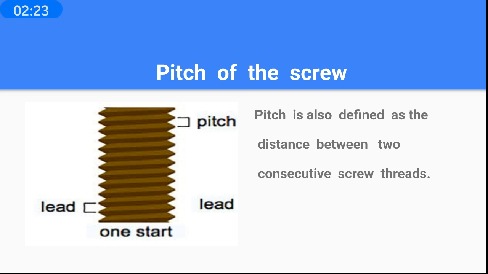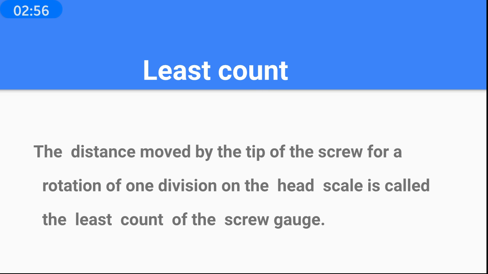Now there is one more definition for pitch of the screw. Pitch of the screw is also defined as the distance between two consecutive screw threads. Now you see a screw there. You have the grooves cut on it. The distance between those is called threads. So the distance between the two threads, that is called the pitch of the screw. So for pitch of the screw, you have two definitions: what we learned earlier and now this definition. Clear?